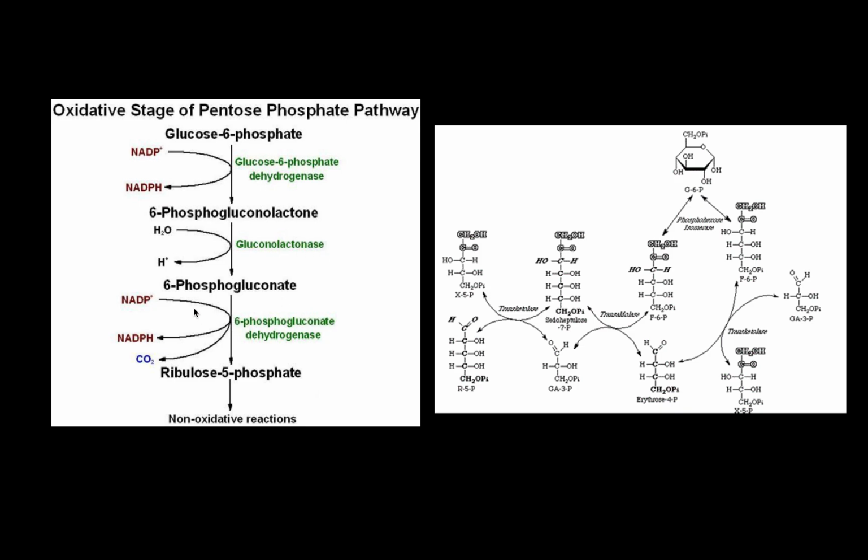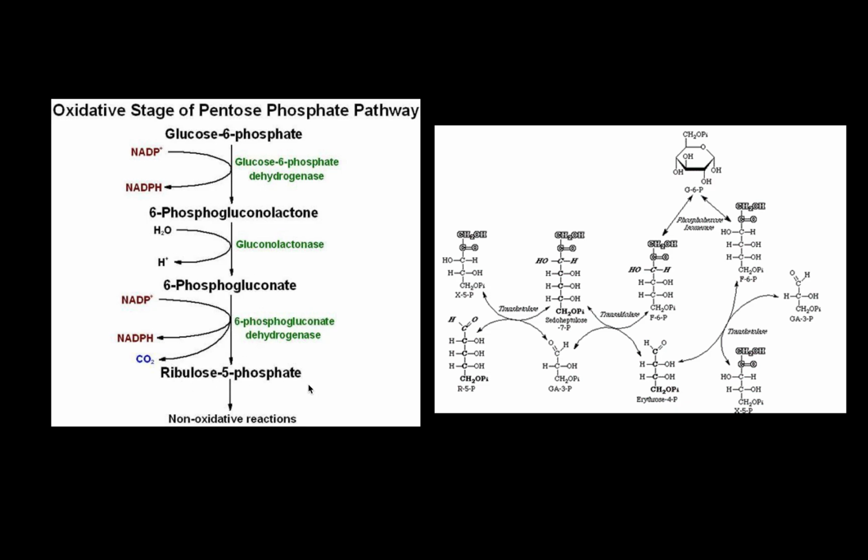Using this enzyme, it's turned into this, and then another dehydrogenase is used, and this is the step that produces the carbon dioxide. What to know about these? It's important to know this enzyme in particular. It is highly regulated, and these two steps create the NADPH.